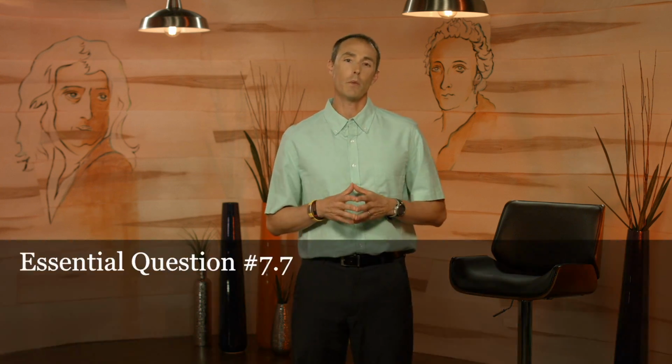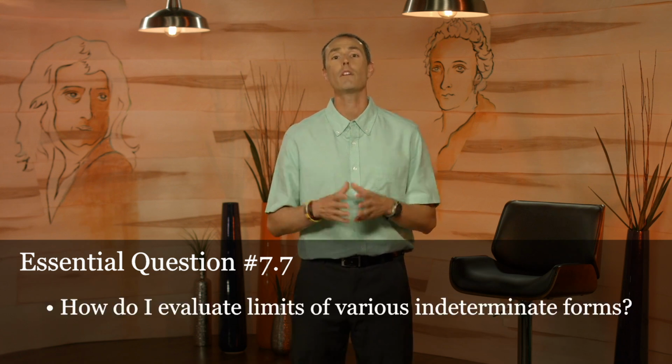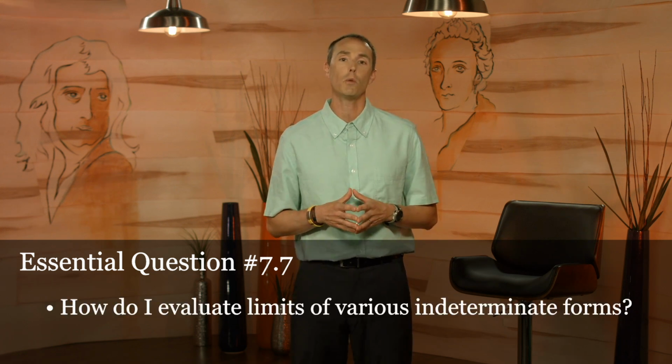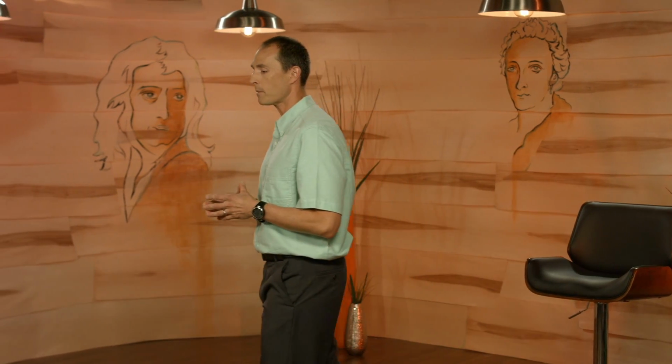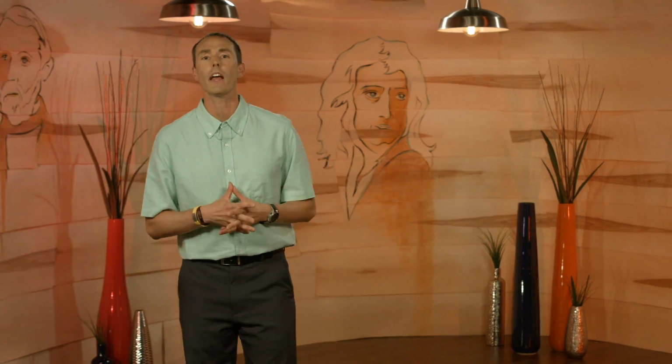So the essential question we would like students to be able to answer at the end of Section 7.7 is, how do I evaluate limits of various indeterminate forms? Since we're going back to limits, I think it's always best to give the students a nice warm-up. So we'll give them the limit as x approaches 0 of 1 minus cosine of x over sine of x.